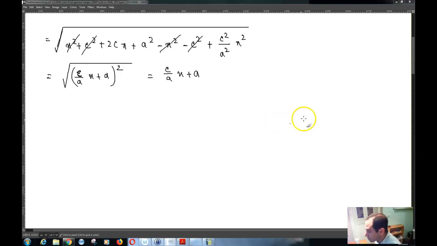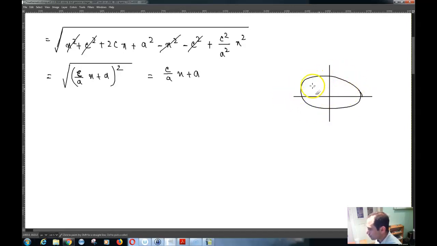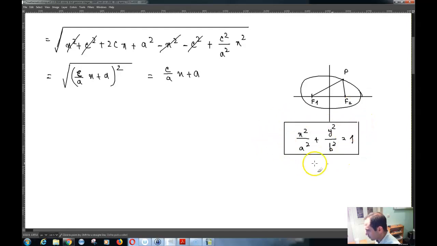Okay, so just as a recap, we had this ellipse over here. We started with F1, F2, and we had this point P over here, and we had PF1, PF2, and so on and so forth. And we showed that the equation of this ellipse was x squared over a squared plus y squared over b squared is equal to 1. We showed that the equation of this ellipse was this equation.